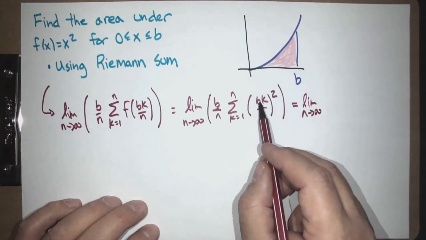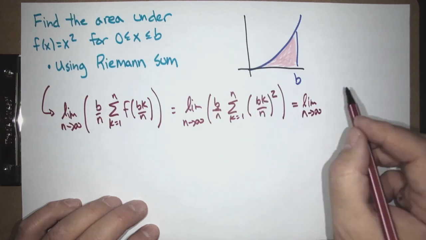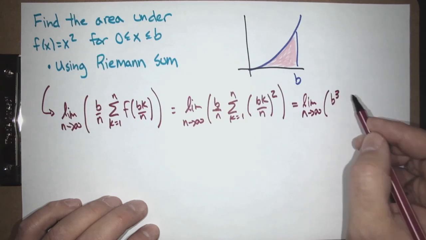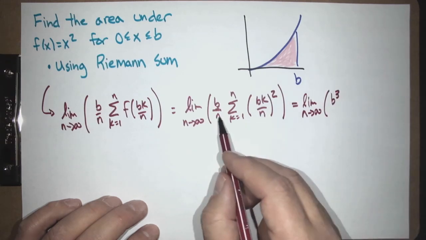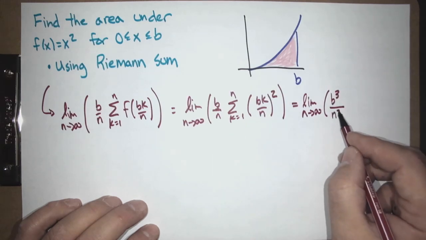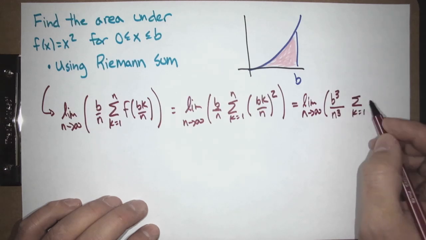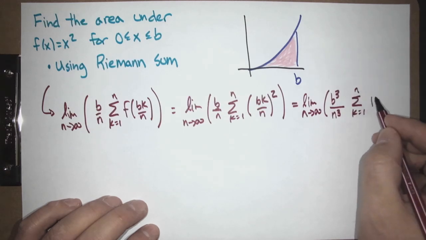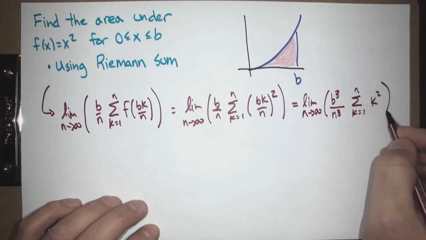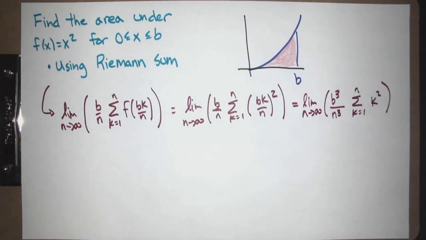We have the b squared, because that's squared. So we're going to get a b cubed. There's an n squared down, that comes out. That's an n cubed. And then we have the sum, k equals 1 to n of k squared. All right. Do we have a formula for the sum k equals 1 to n of k squared?